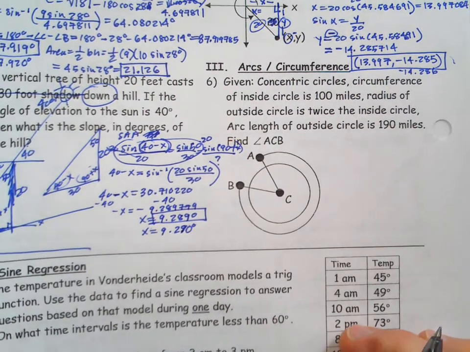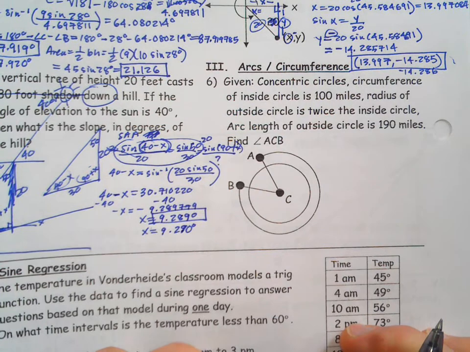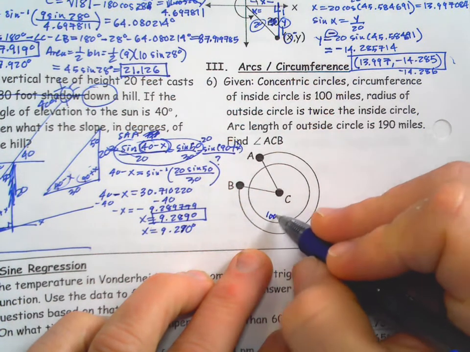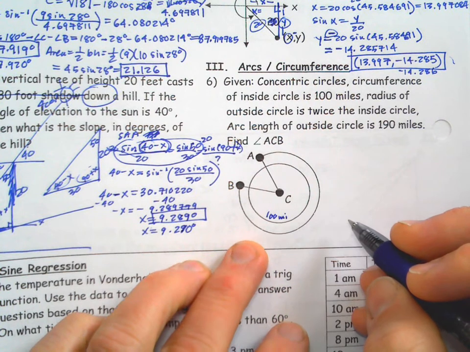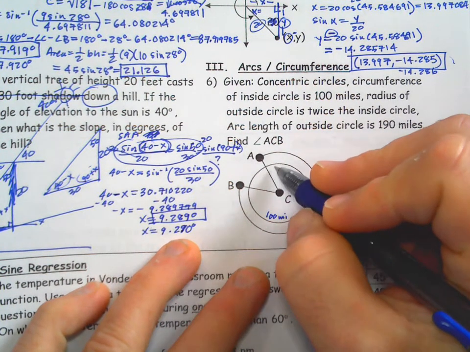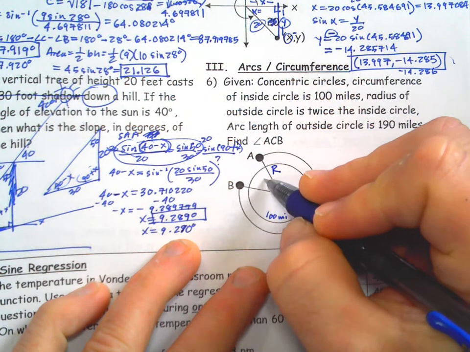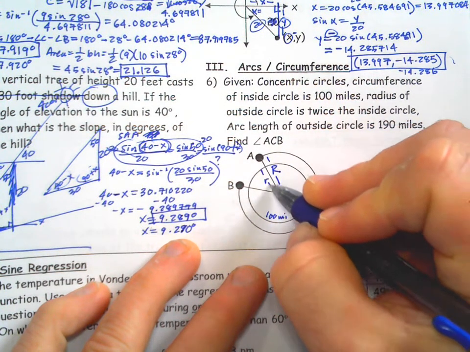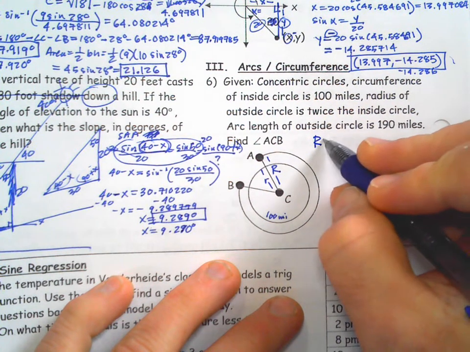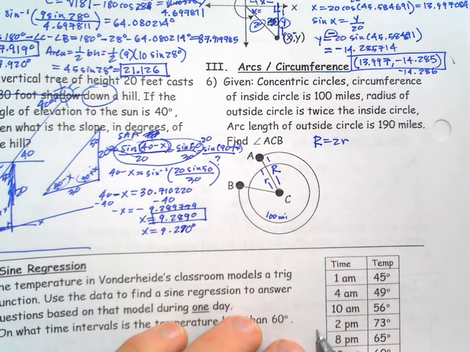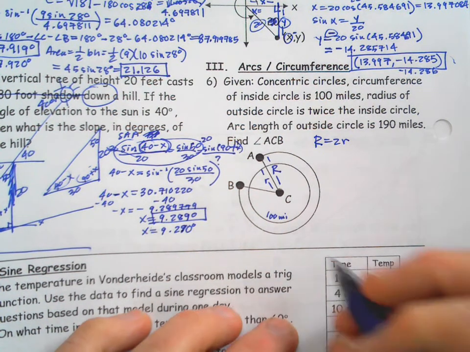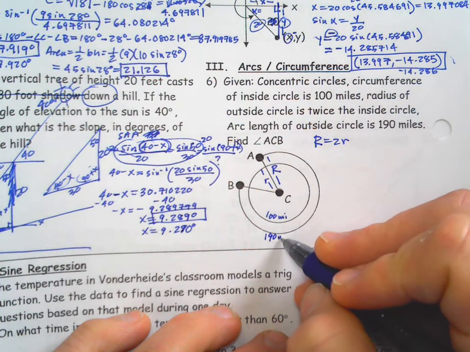That's a circle inside another circle centered at the same place. The circumference of the inside circle is 100 miles. The radius of the outside circle is twice the radius of the inside circle. So the radius of the outside circle I'm going to call capital R. The radius of the inside circle I'm going to call little r, just to make it more obvious. The radius of the outside circle, R, is twice the radius of the inside circle. So big R equals 2 little r. The arc length of the outside circle is 190 miles.